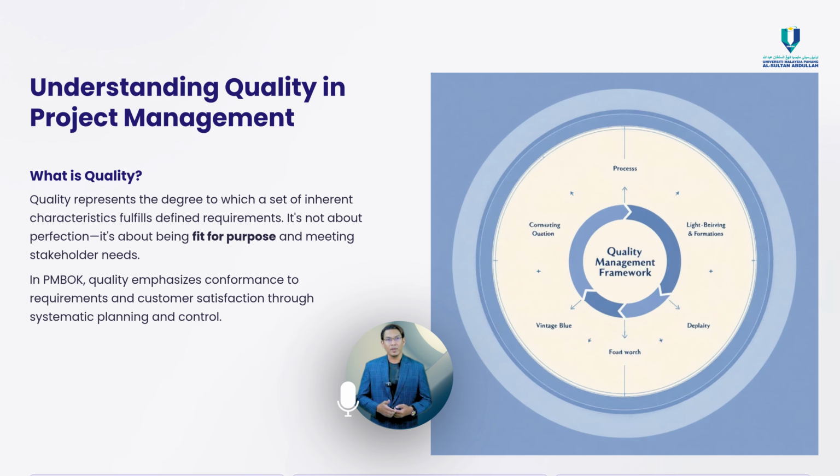Now, according to the PMBOK guide, the three main processes within the quality management knowledge area are: number one, plan quality management; number two, manage quality; and number three, control quality. So in this session, we will focus on the first of these, plan quality management, which sets the foundation for how quality will be achieved and measured throughout the project.